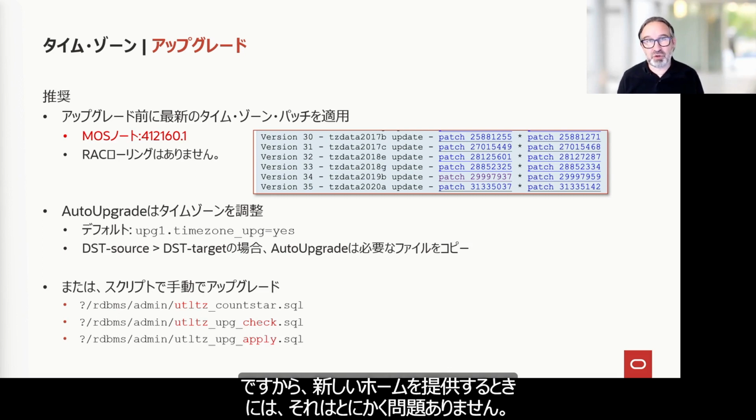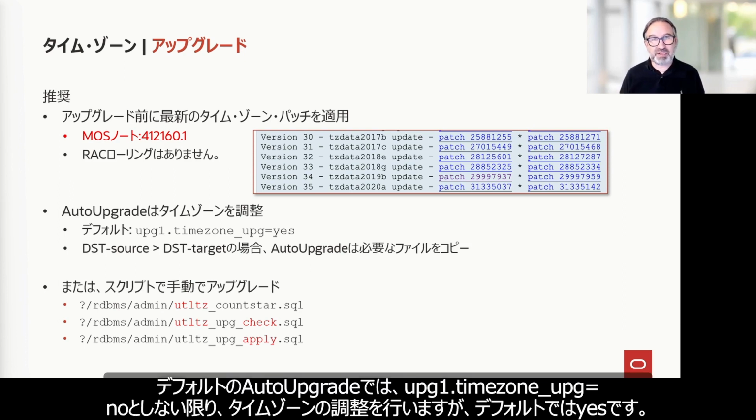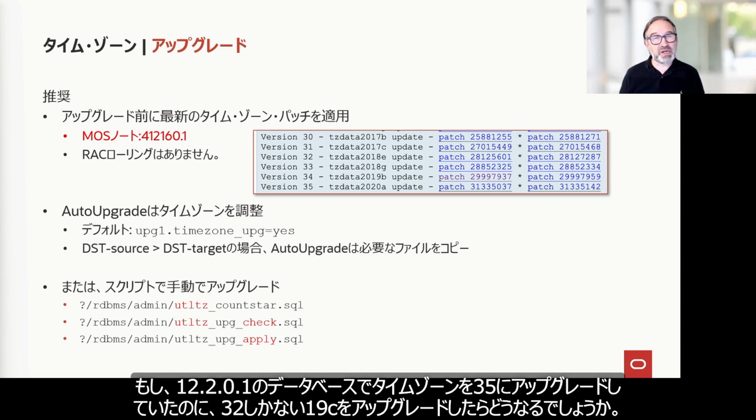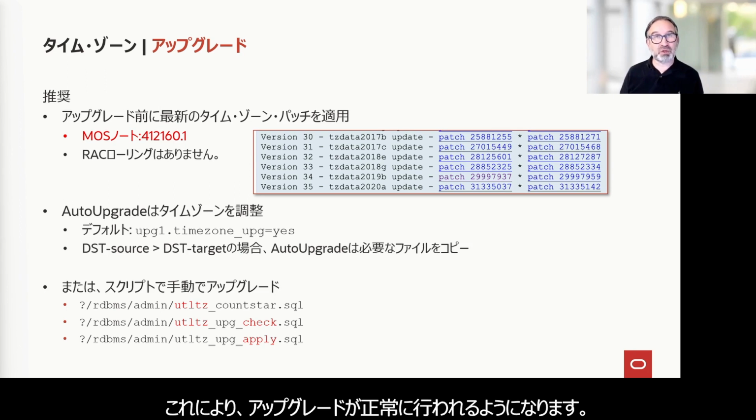So when you provide a new home, that's anyway no problem. Do these steps beforehand. By default, AutoUpgrade adjusts time zone unless you say upg1.timezone_upg=no, but by default, yes. What happens now if you upgraded time zone already in your 12.2.0.1 database to 35 and you upgrade to 19c, which has only 32? No worries, AutoUpgrade detects that case and copies the necessary files to the 19c home over in order to allow you upgrading successfully.